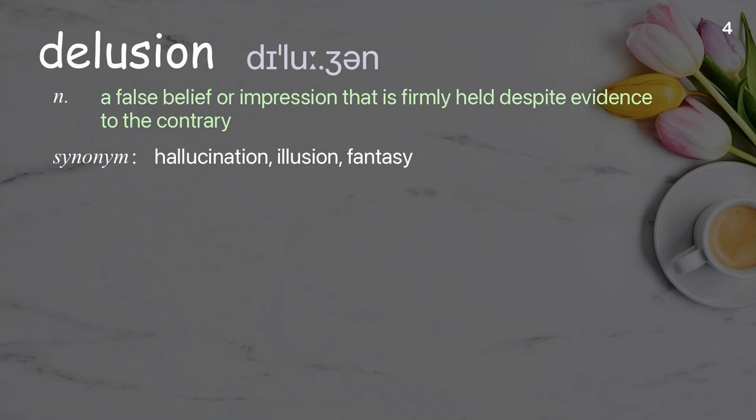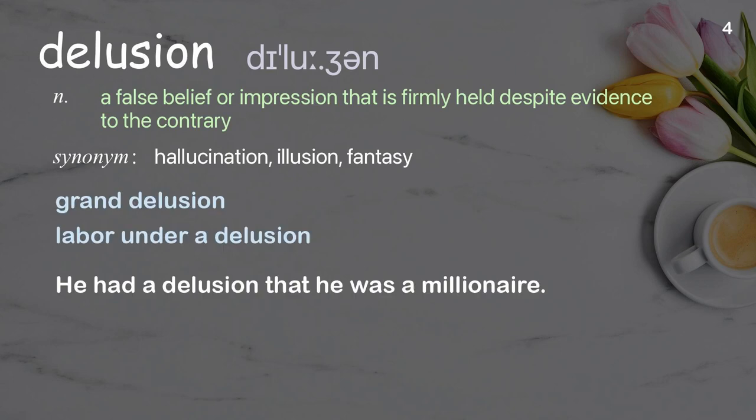Delusion. A false belief or impression that is firmly held despite evidence to the contrary. Examples. Grand delusion. Labor under a delusion. He had a delusion that he was a millionaire.